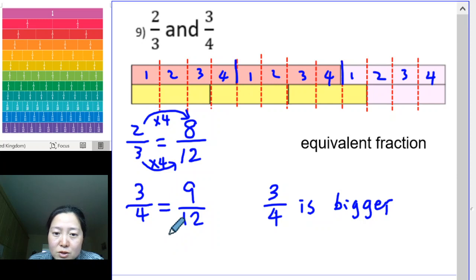Okay, so the same thing goes for the fraction on the bottom. From the original 4 pieces, in order to become 12 pieces, I have to times both the denominator and numerator by 3. Okay?